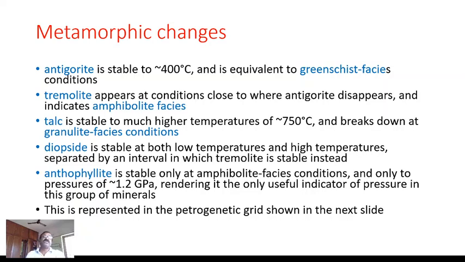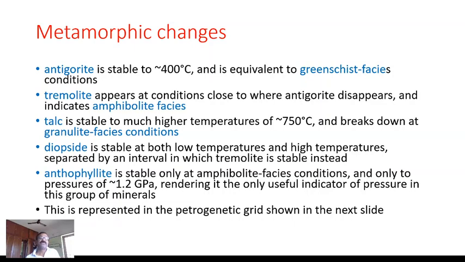Antigorite is stable up to 400 degrees Celsius and is equivalent to greenschist facies. If antigorite is there, you can say it is a greenschist facies rock. Then tremolite appears at conditions close to where the antigorite disappears and indicates an amphibolite facies. So the tremolite comes in the place of antigorite. That means the greenschist facies is disappearing and amphibolite facies is appearing.